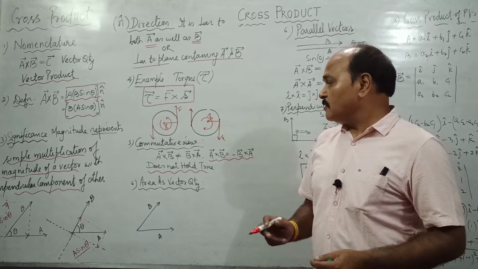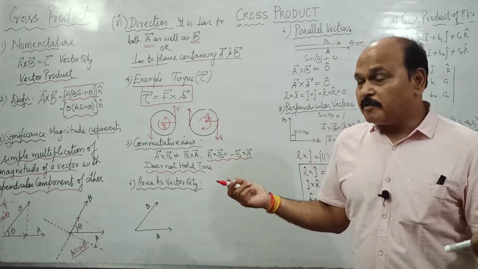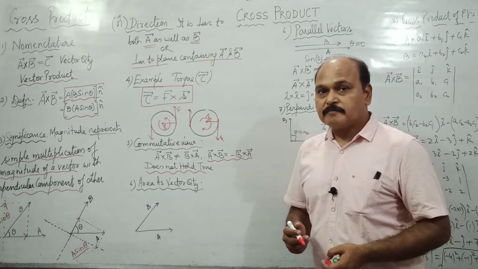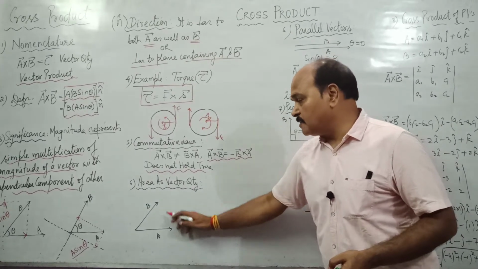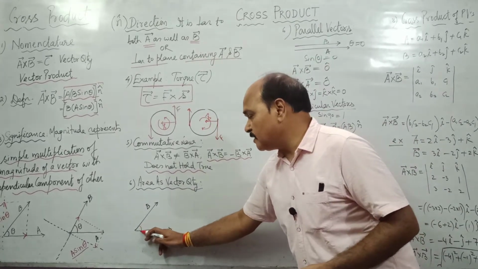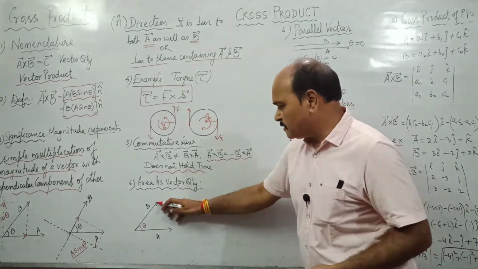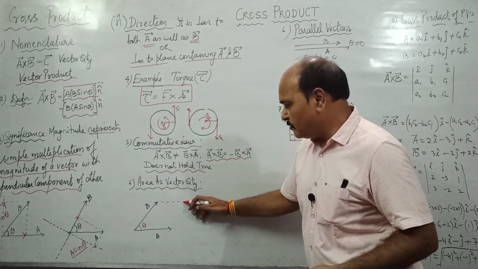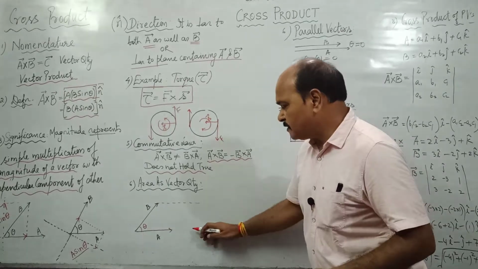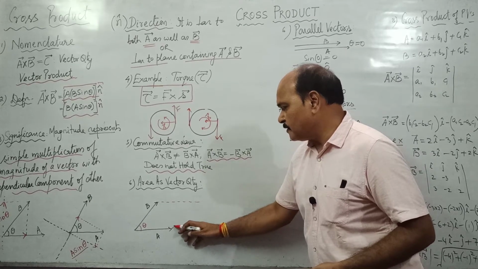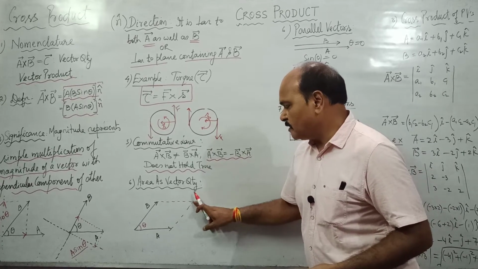Well, the cross product of two vectors represents the area of the parallelogram formed by the vectors. This is vector A, this is vector B, this is the angle theta between the two vectors. Can't we make a parallelogram? Yes, we can complete the parallelogram. We draw a line parallel to this base, and from the head of this vector we draw a line parallel to this vector B. So what do we get? We get a parallelogram.